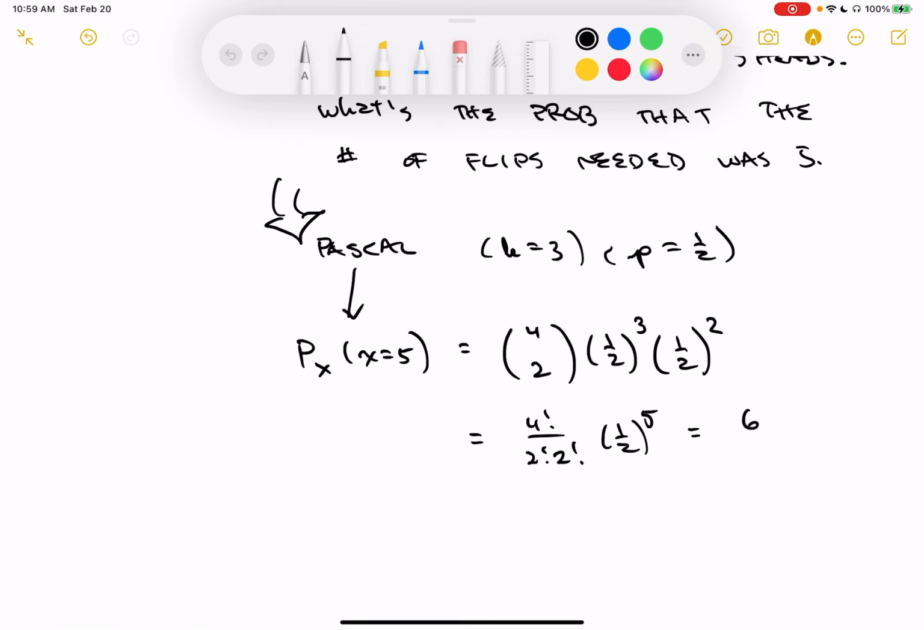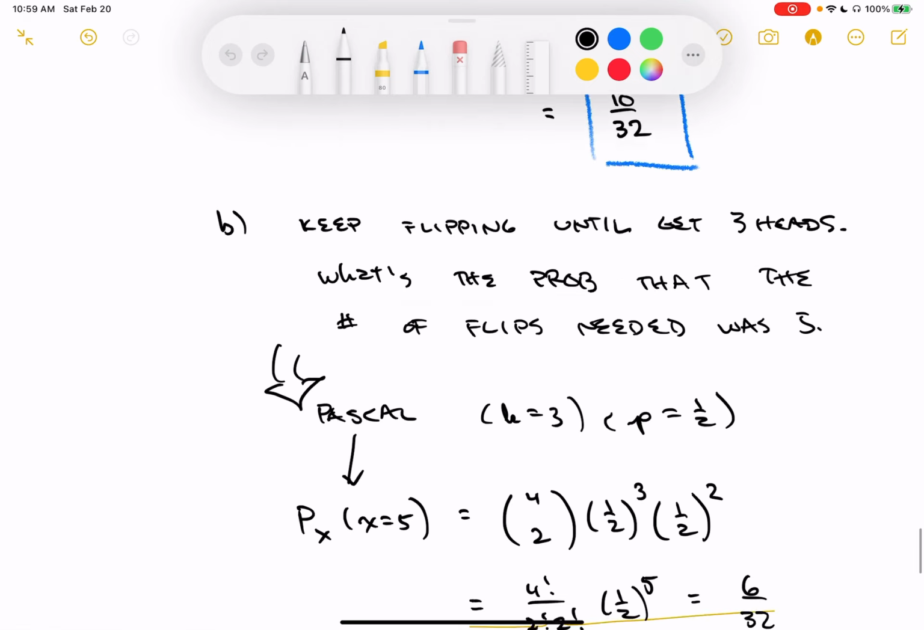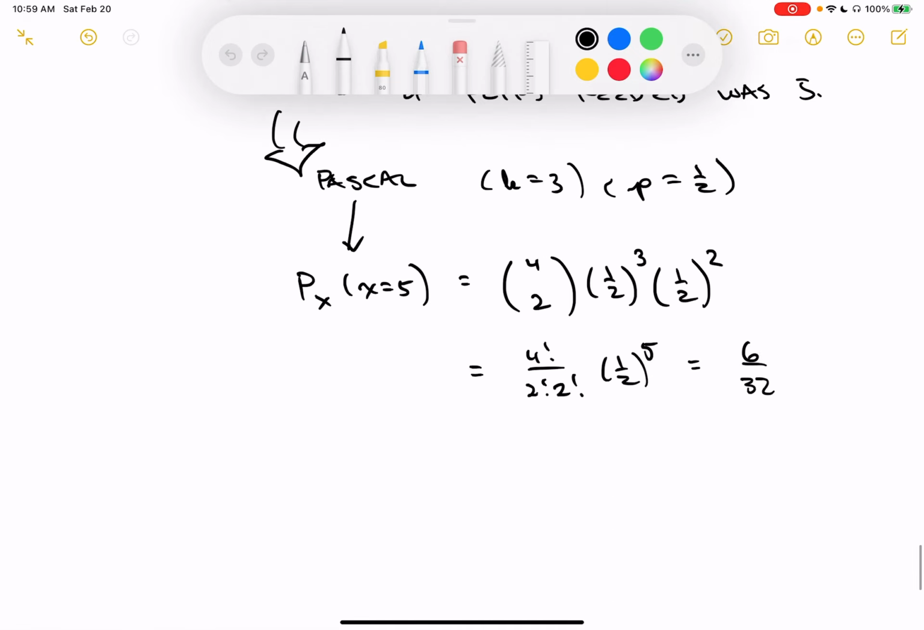Go through the math on that. We get 6/32. The first one we had was 10/32. This one is 6/32. So it's a little lower in probability than that part A one.